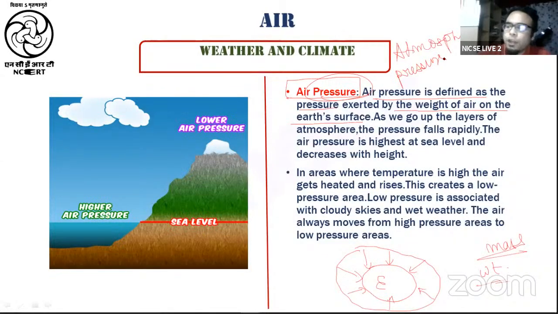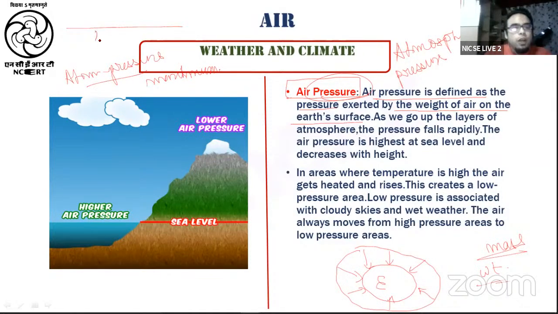Fine. So the whole weight of the atmosphere as it is felt on the surface of the earth, we call it the atmospheric pressure, right? So where do you think your atmospheric pressure will be maximum? Now the whole weight of the atmosphere is being felt on the surface of the earth.